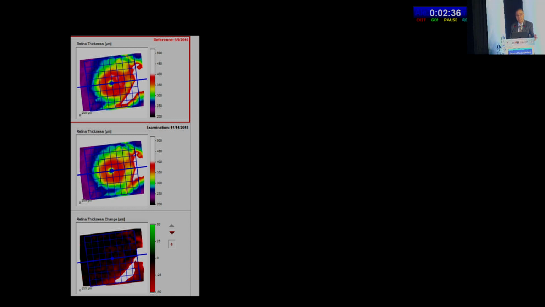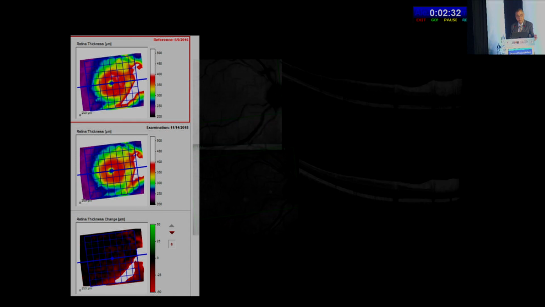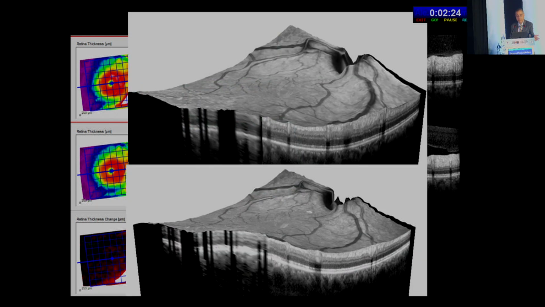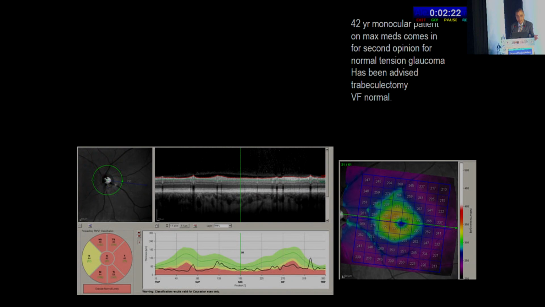How about this? You can see the nerve fiber layer thickness dropping tremendously, but that's because of vitreous traction that got released. As simple as that. And you can see it on a 3D image as well.